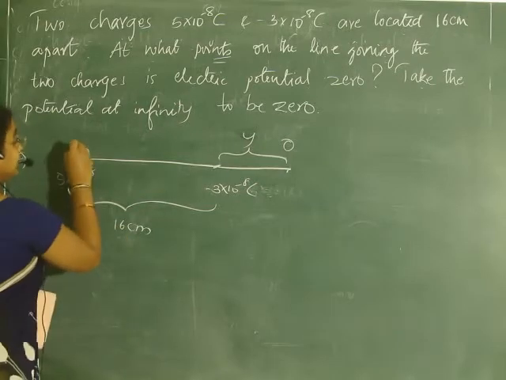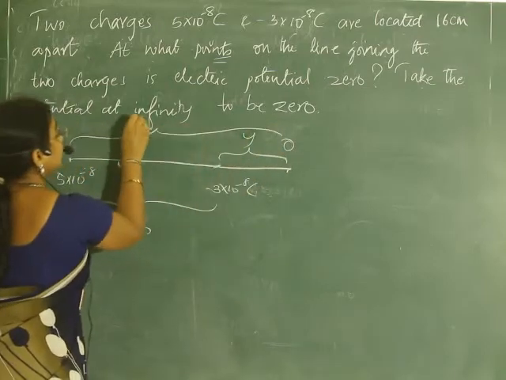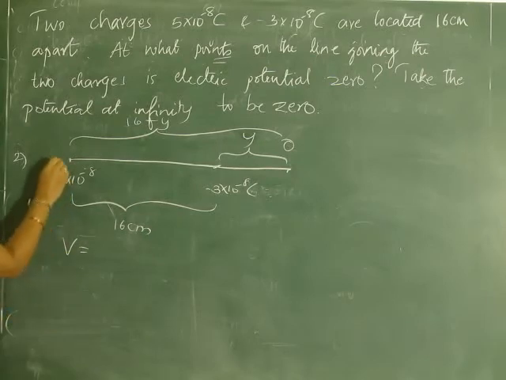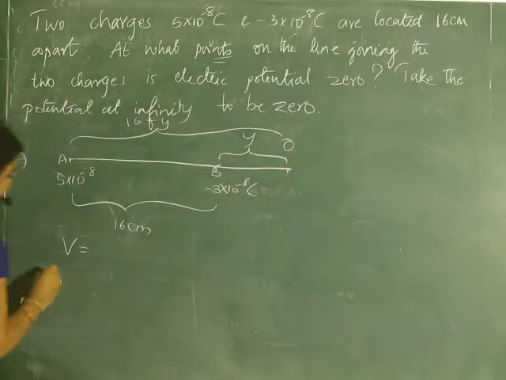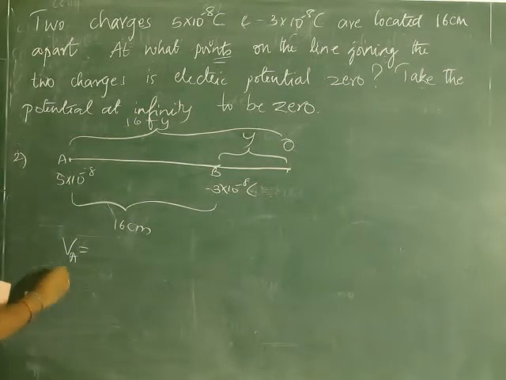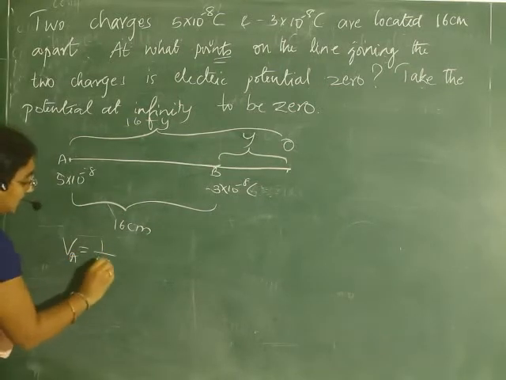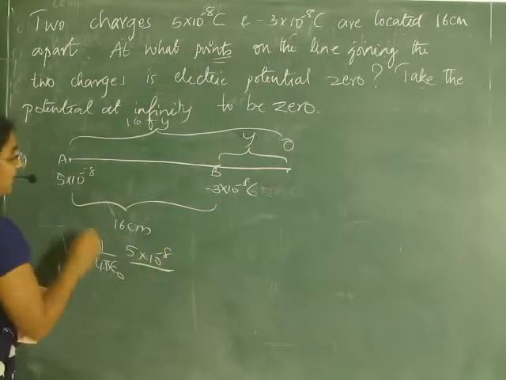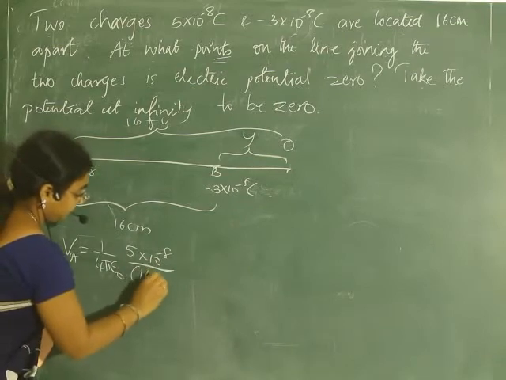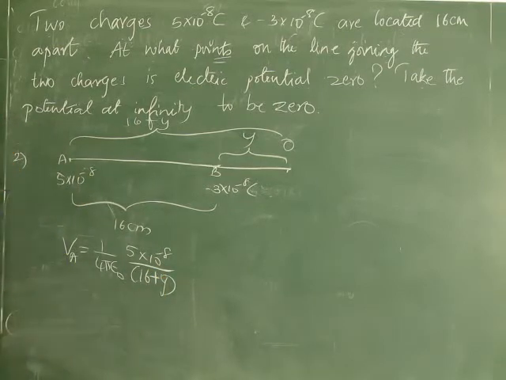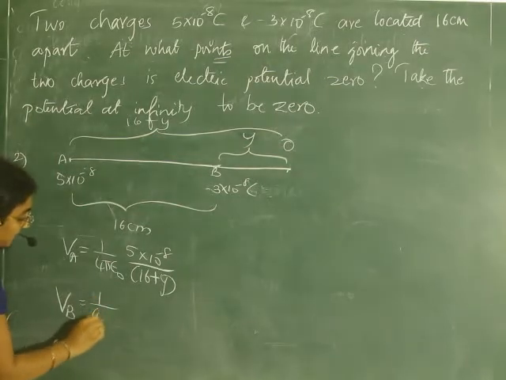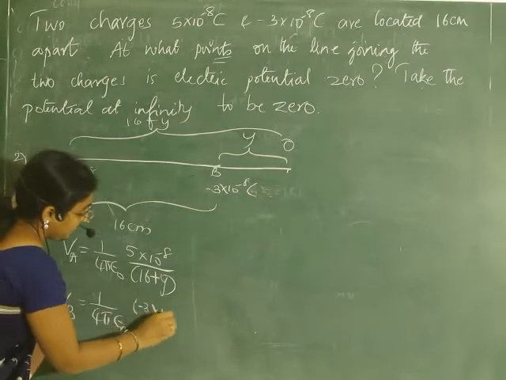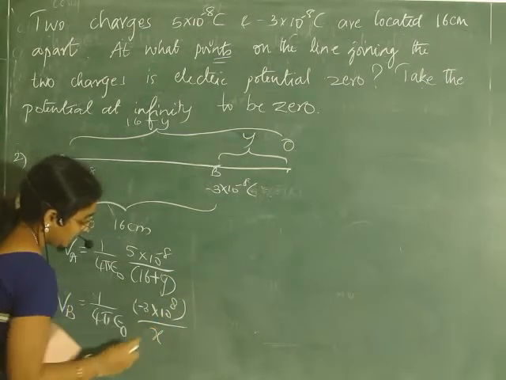Potential. So total distance you want to write? Okay, 16 plus y. Potential due to A on O is 1 by 4 pi epsilon naught Q by R. VB, due to B, potential at O, is minus 3 into 10 to the power minus 8 divided by y.